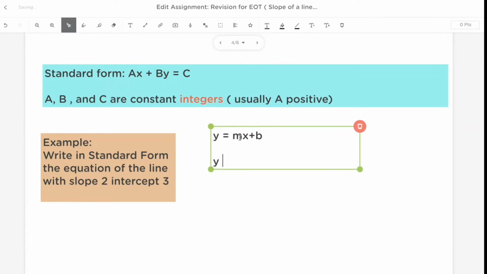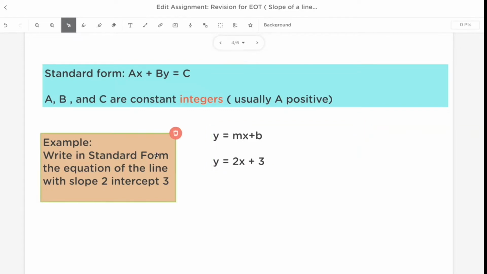Yes, y equals 2x plus 3. This is slope intercept form. If you give your answer like this, you get 0. Why? Okay, tell me why. To get the standard form, you have to write it in this form, ax plus by, with x and y together on one side and the number on the other side.